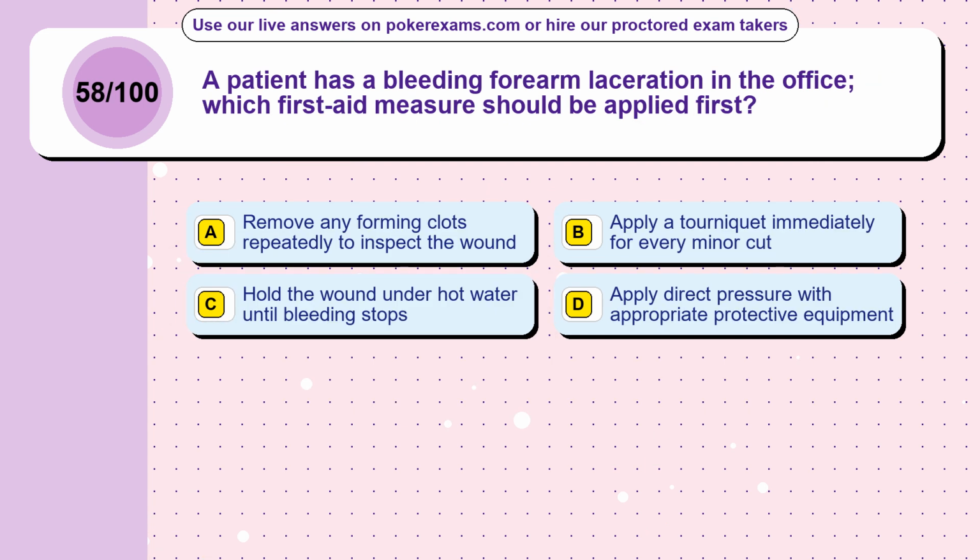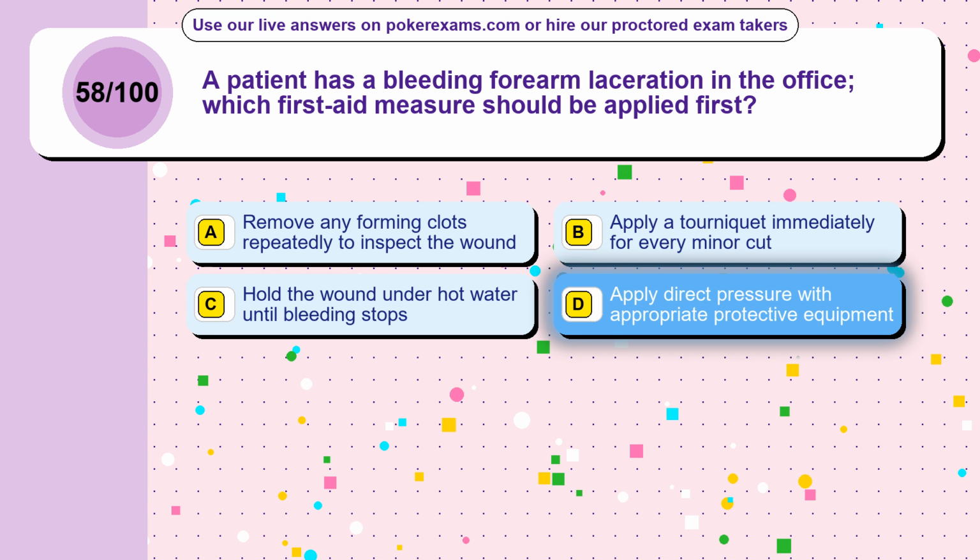Question 58. A patient has a bleeding forearm laceration in the office. Which first aid measure should be applied first? Option A. Remove any forming clots repeatedly to inspect the wound. Option B. Apply a tourniquet immediately for every minor cut. Option C. Hold the wound under hot water until bleeding stops. Option D. Apply direct pressure with appropriate protective equipment.